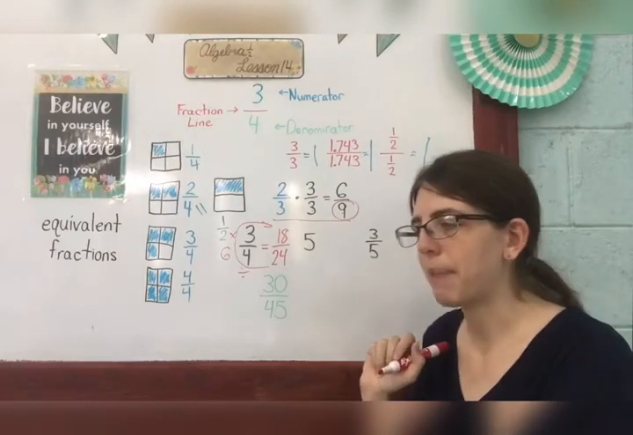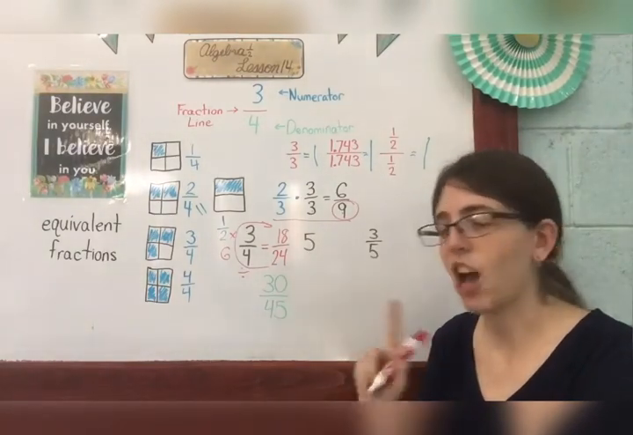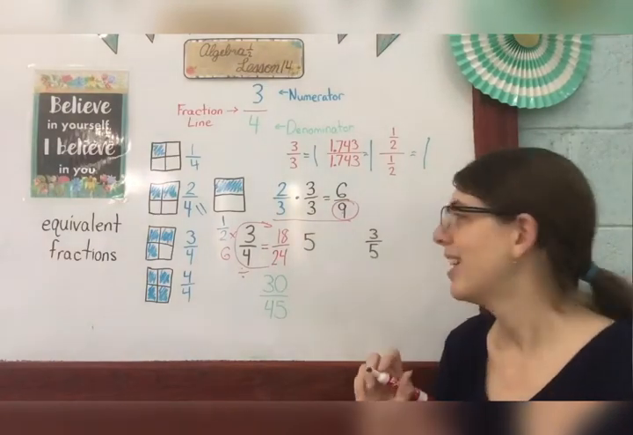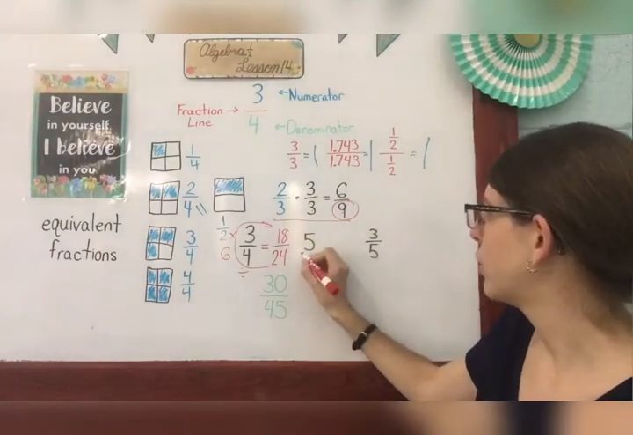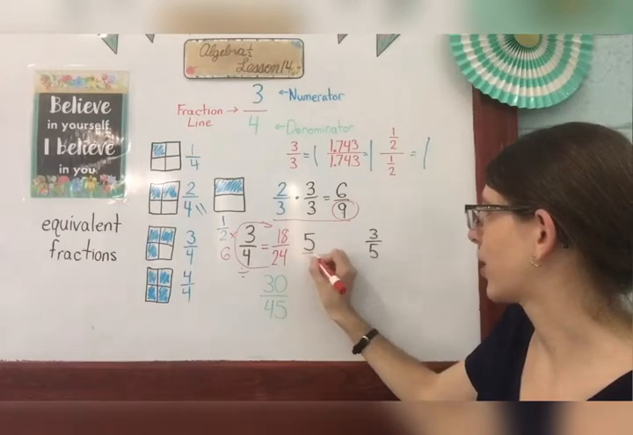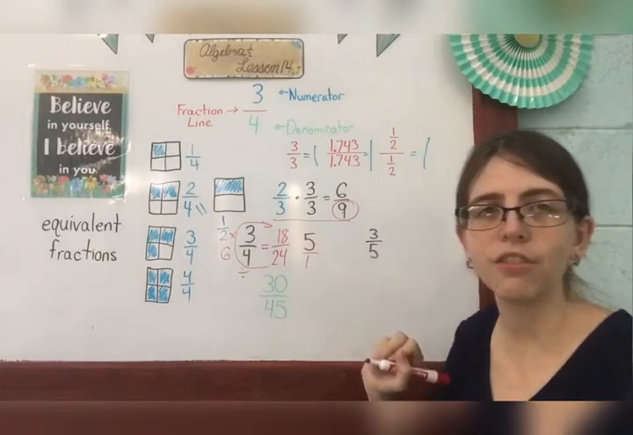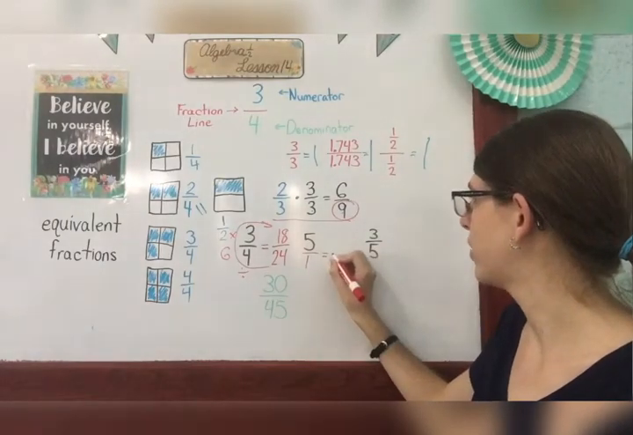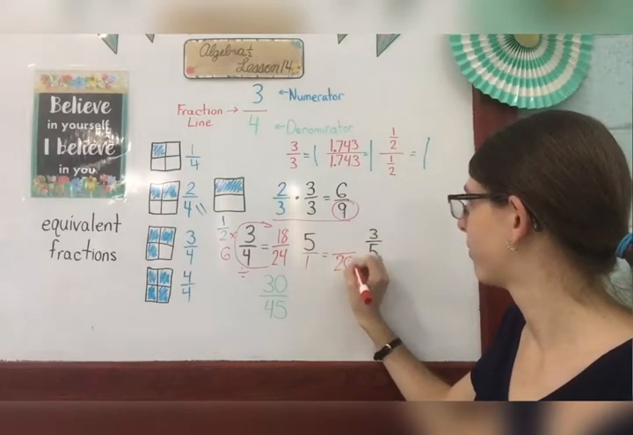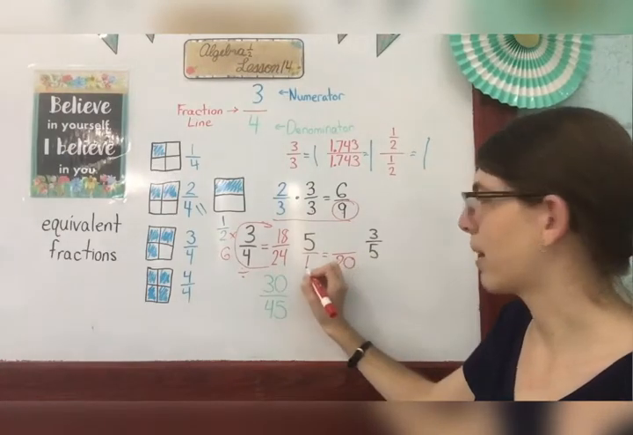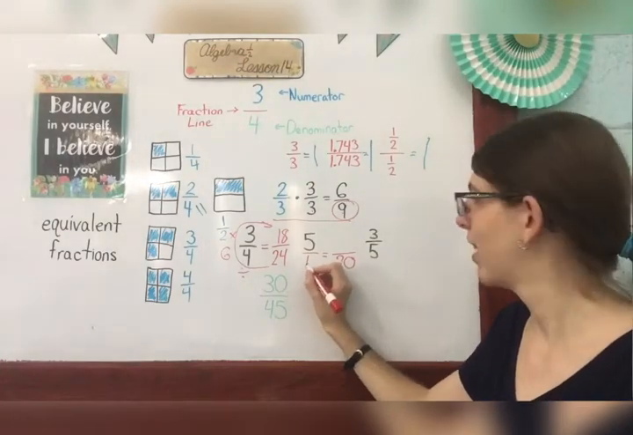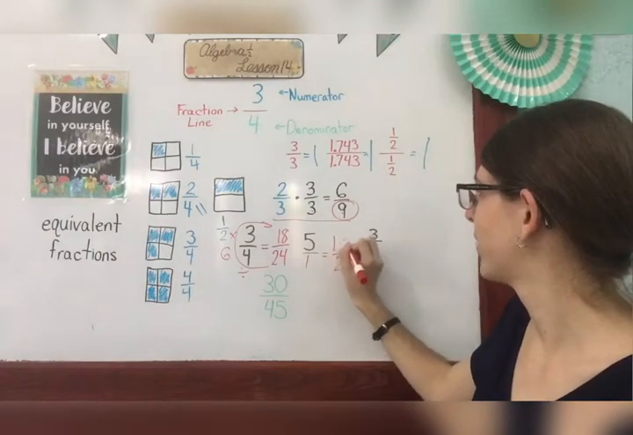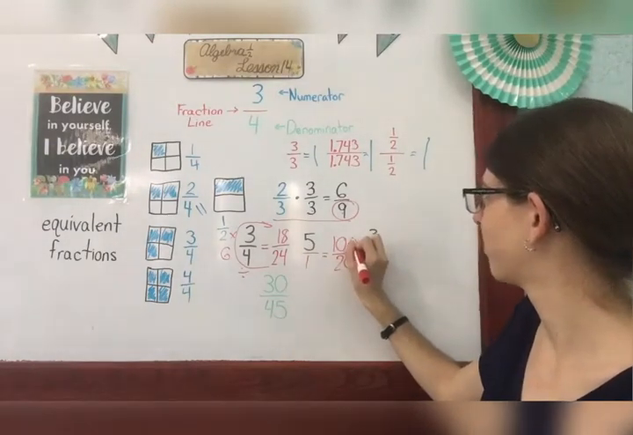I want to expand 5 so that it has a denominator of 20. So first I have to write 5 as a fraction. And remember, you can write a whole number as a fraction by putting it over 1. I want it to have a new denominator of 20. 20 divided by 1 is 20. Times 5 is 100. So that's my new numerator.